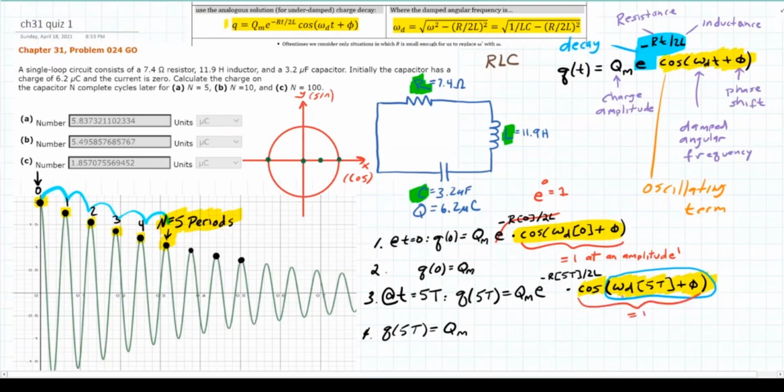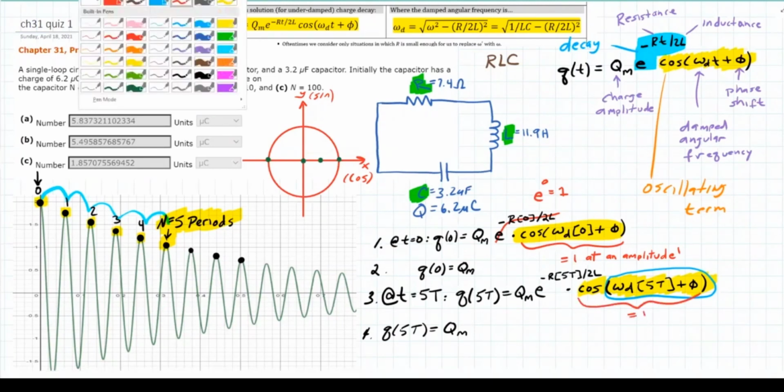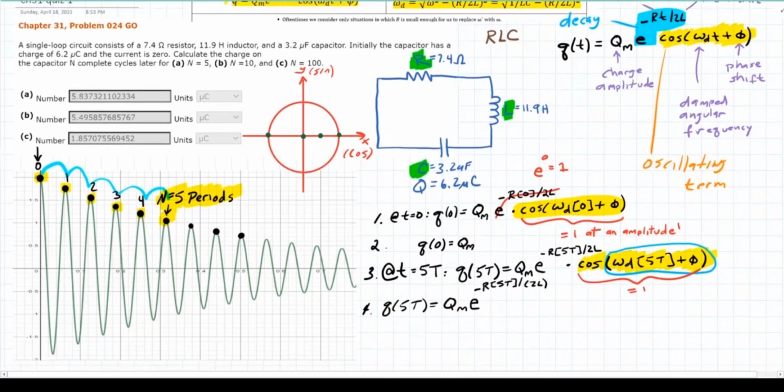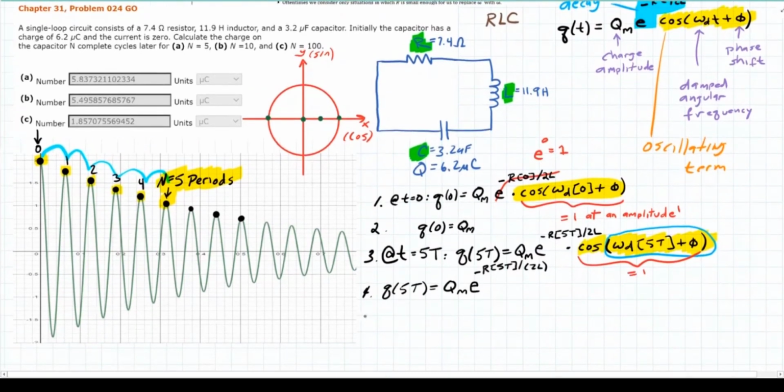This is equal to 1. So after 5 bounces, I have Q sub M. I guess I got to go with numbers now. Well, hang on. E to the minus R 5T all over 2L. We better put that in parentheses. All over 2L times 1. All right, so that's good. All right. So number 5.